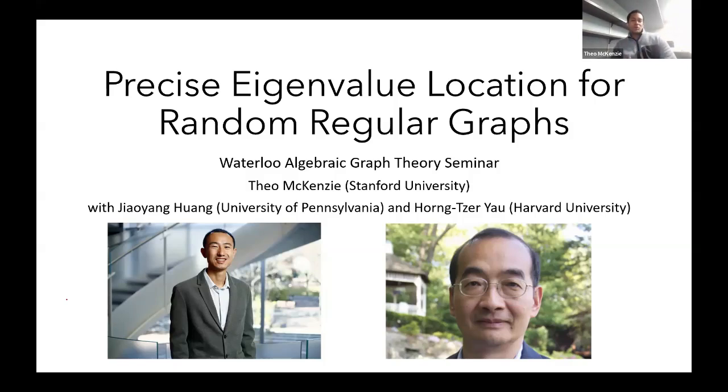Today I'll tell you about some recent work about spectral graph theory, where we use a series of matrix inverses to get very precise locations of eigenvalues.